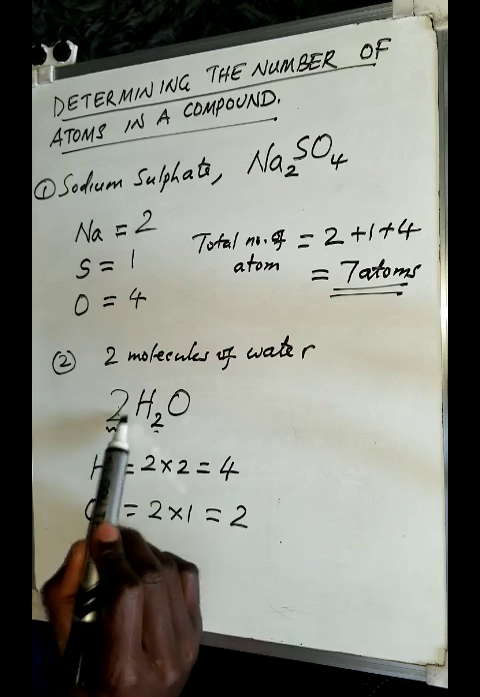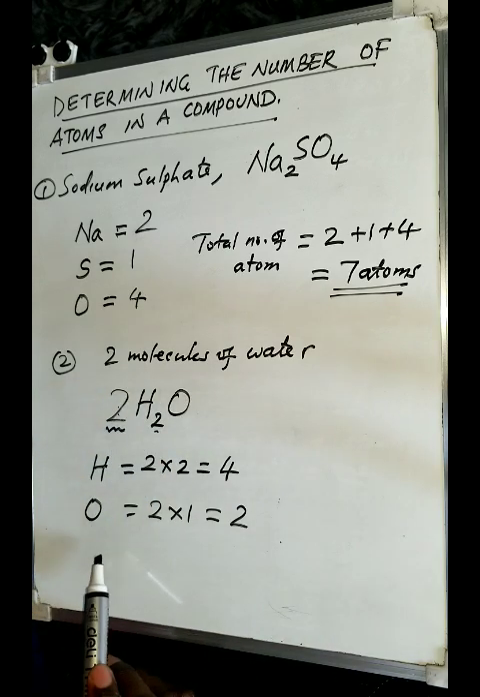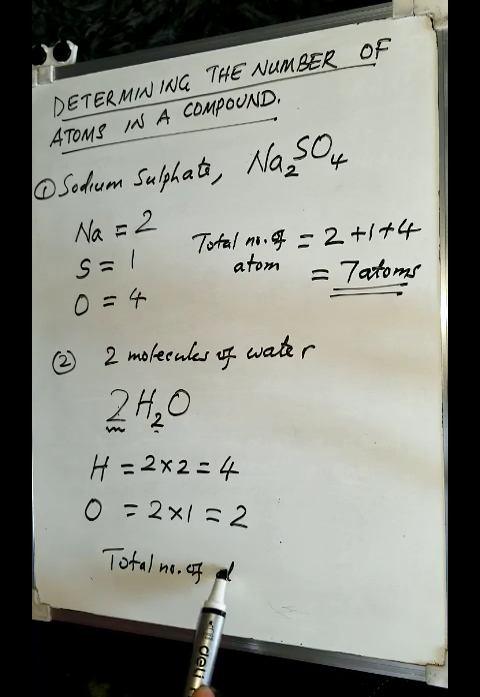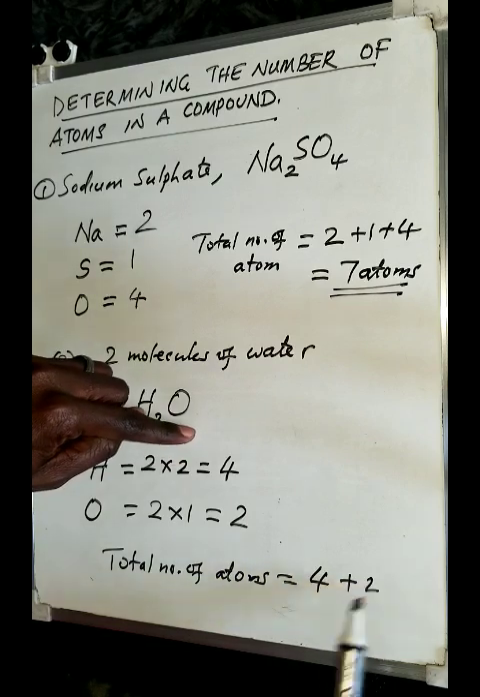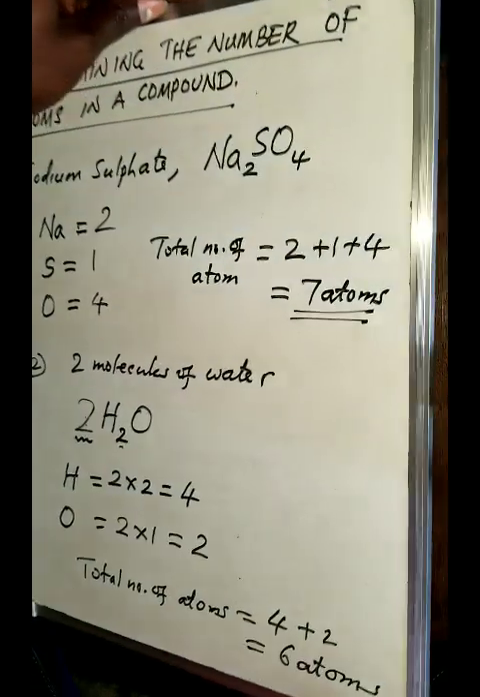Remember what I said, the number in front multiplies by each of the elements that are there. So what is the total number of atoms that we are going to have? For the total number of atoms, you just add 4 plus 2, which is going to give us 6 atoms. So it is not complicated. It is something very simple that you can work out.